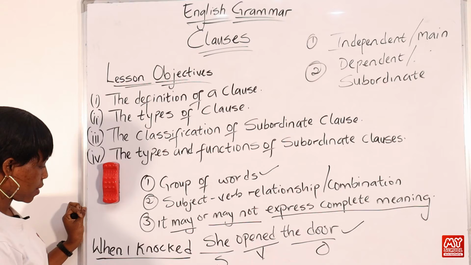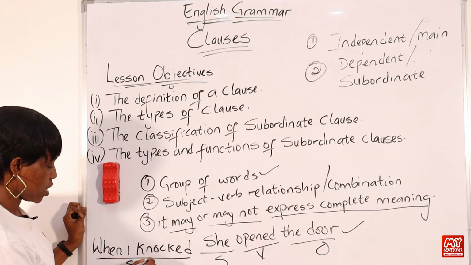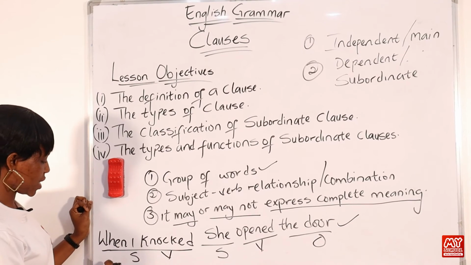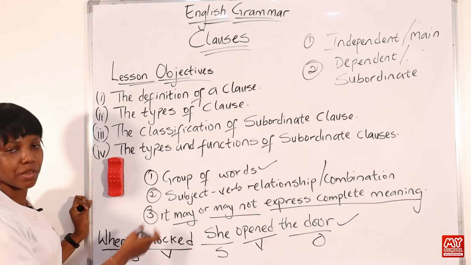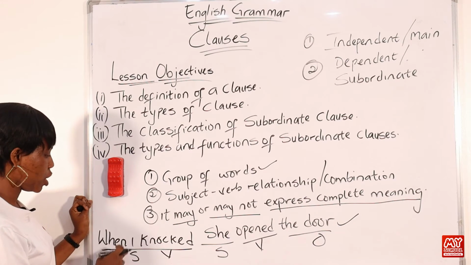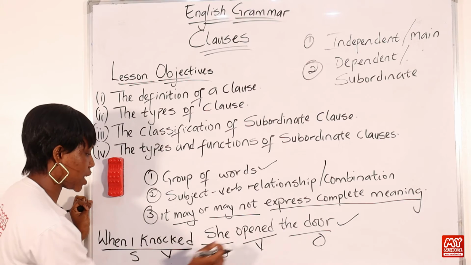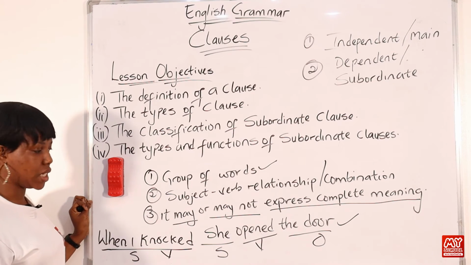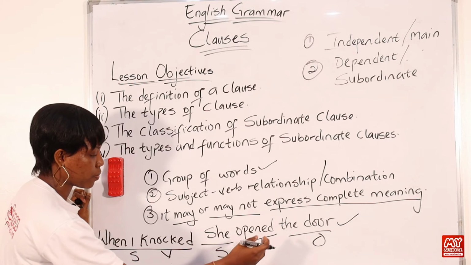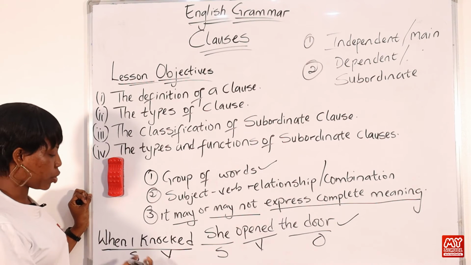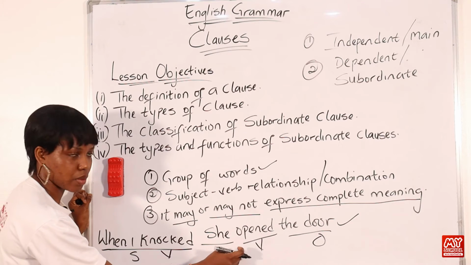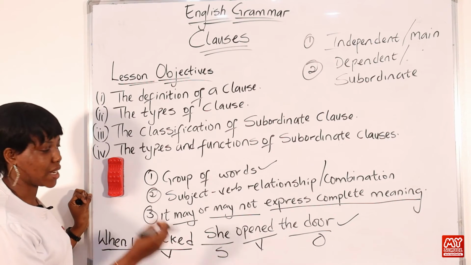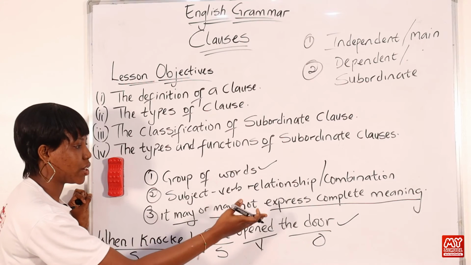So we can see a subject here, we can see a verb here. Okay, so this would also have a subject-verb relationship. It may or may not have a subject-verb relationship, but then it is depending on this. We can't have this sentence, "when I knocked," it does not express a complete meaning. But here you have, "she opened the door." It expresses a complete meaning. But this one depends on this one to make sense. But this one does not need or require this to make complete sense. And that is why I said it may or may not express complete thought.